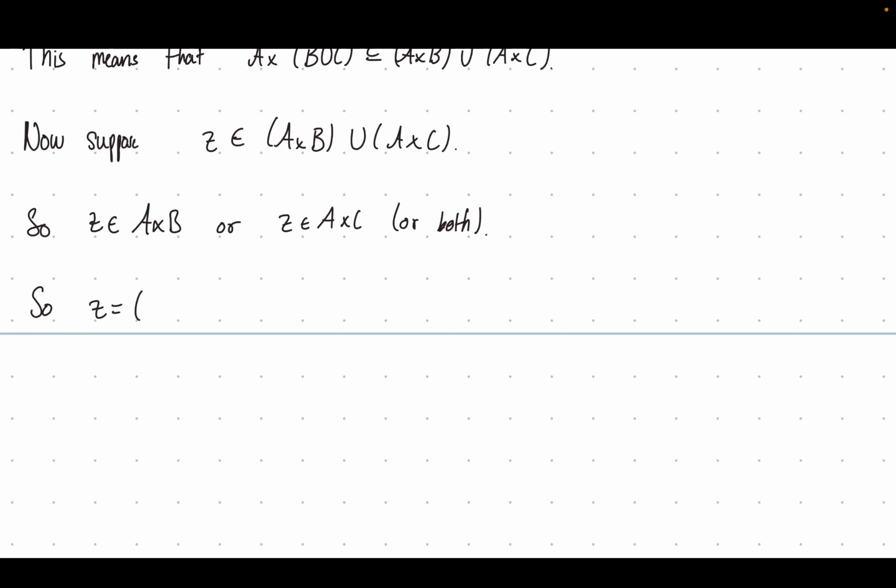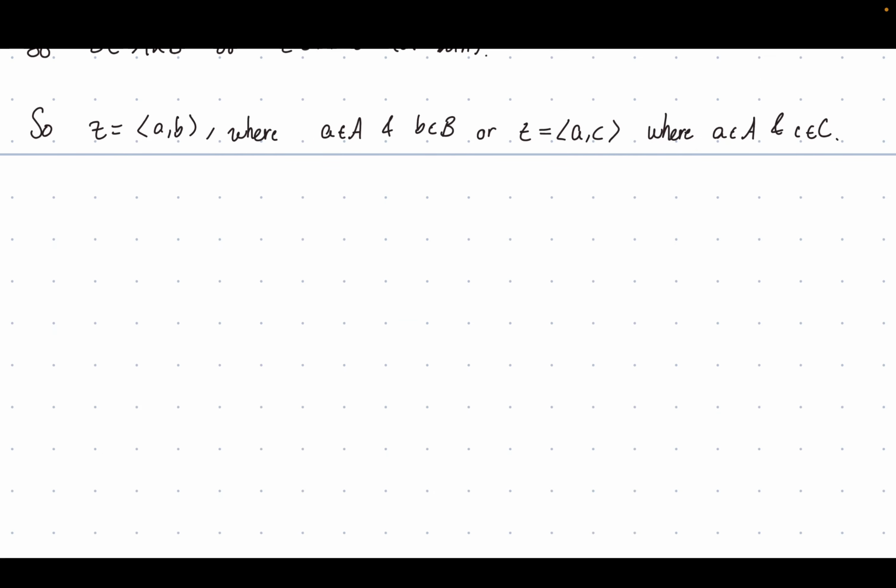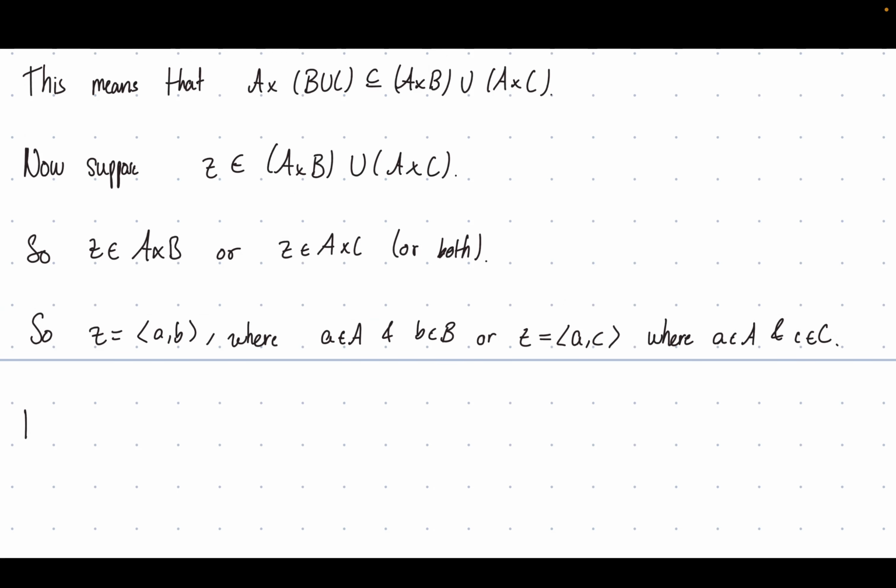So z is going to be equal to (a, b), where little a is in big A and little b is in big B, or z is equal to (a, c), where little a is in big A and little c is in big C. This, of course, being whether this is real or this is real.